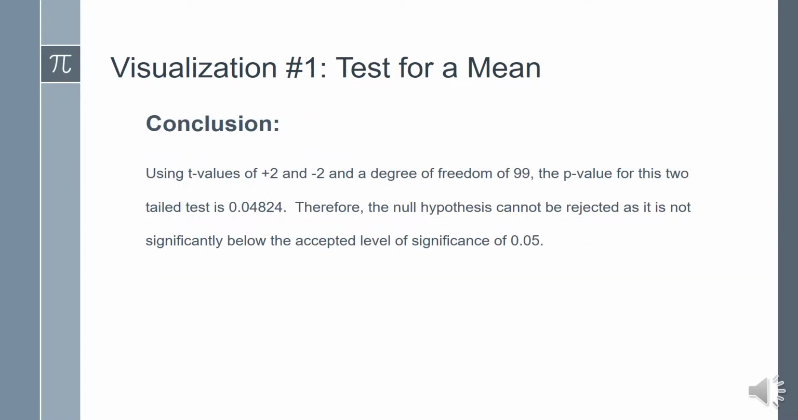The conclusion for this visualization is that, assuming that the t-values of t plus 2 and minus 2 are being used, and a degree of freedom of 99, the p-value for this two-tailed test is 0.04824. Therefore, the null hypothesis cannot be rejected, as it is not significantly below the accepted level of significance of 0.05.